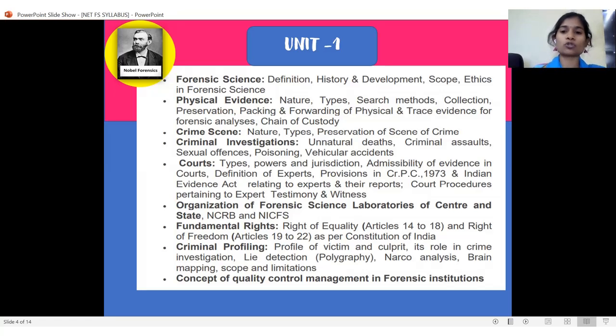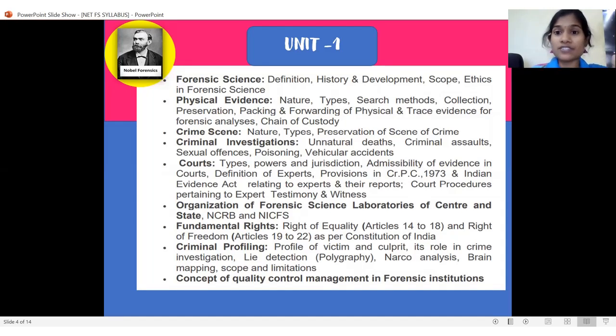Then coming to the courts, in India there are four types of courts: Supreme Court, High Court, Sessions Court, and Magistrate's Court. The Supreme Court is the highest court in the country, and the High Court is the highest court in a state. Then Sessions Court and Magistrate's Court.